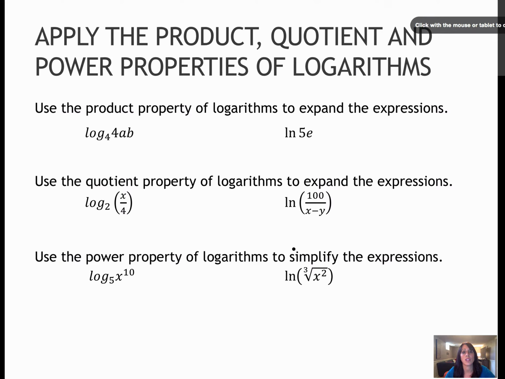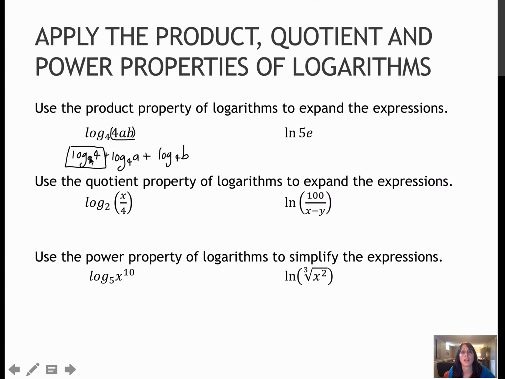So let's take a look at using those properties. In the first one, we use the product property to expand the expression. Notice these are all being multiplied, so it's the log base 4 of 4ab. Therefore I can take the log base 4 of 4, plus the log base 4 of a, plus the log base 4 of b. Now the log base 4 of 4 means 4 to what power is 4, so that's 1. So I would rewrite that as 1 plus log base 4 of a plus log base 4 of b. If you can do some simplification, you certainly should.